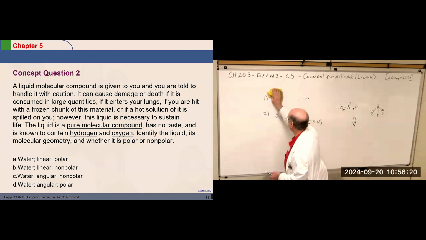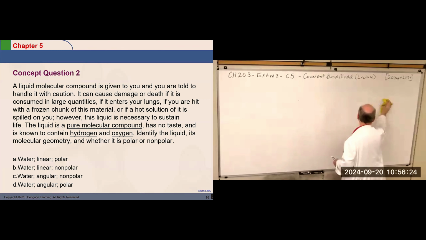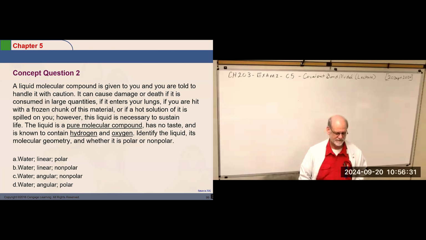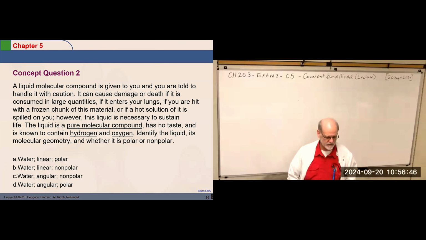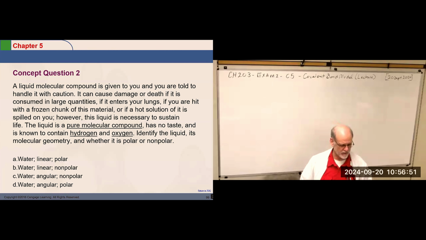Concept question 2. A liquid molecular compound is given to you and you're told to handle it with caution. It can cause damage or death if it is consumed in large quantities, if it enters your lungs, if you're hit with a frozen chunk of this material, or if a hot solution of it is spilled on you. However, this liquid is necessary to sustain life. I think I know where we're going with this.